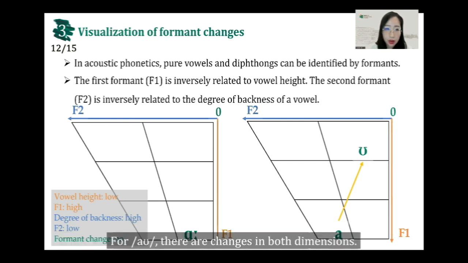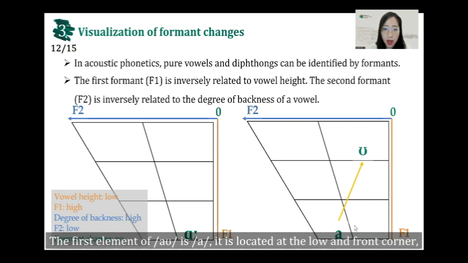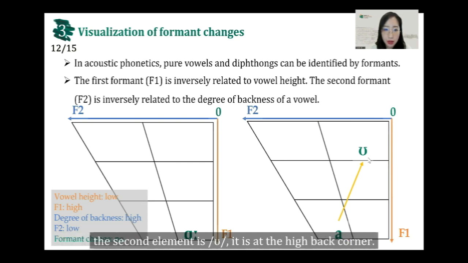For ow, there are changes in both dimensions. The first element of ow is a. It is located at the low and front corner. The second element is u. It is at the high back corner.